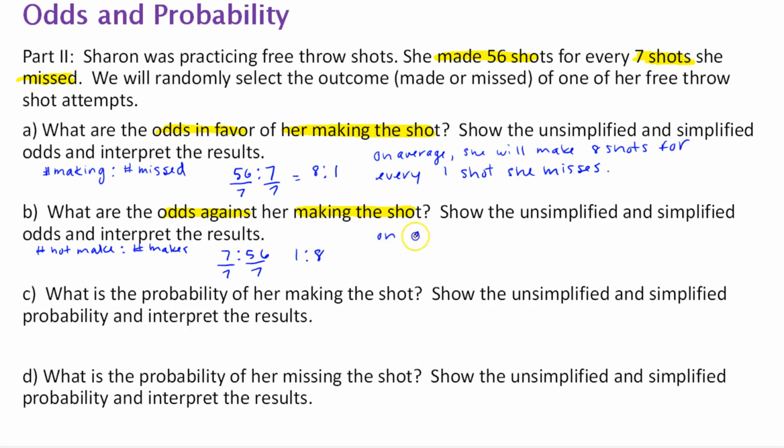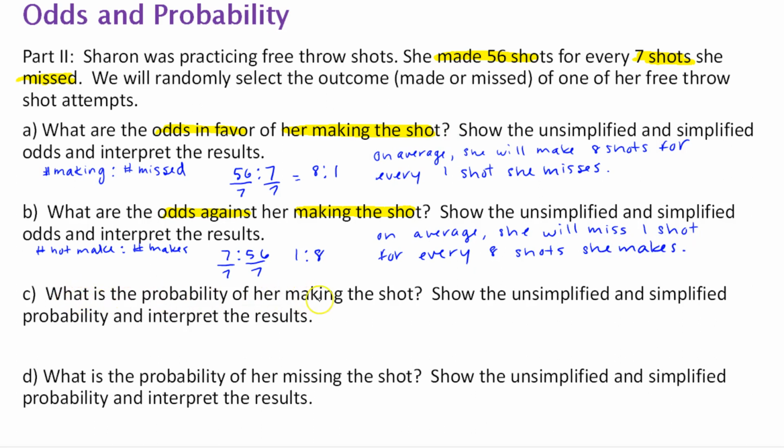So that means on average, she will miss 1 shot for every 8 shots she makes. Let's look at the next one.